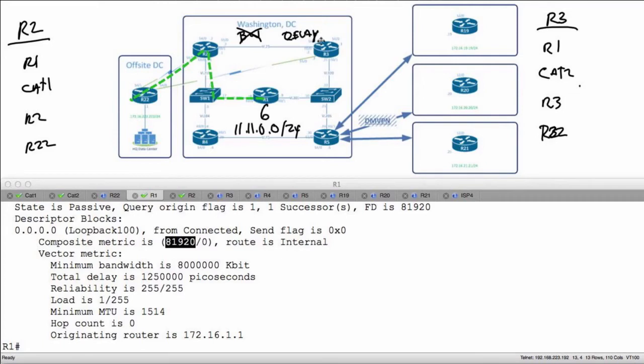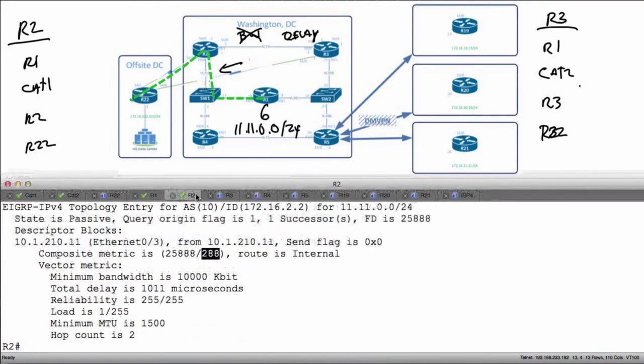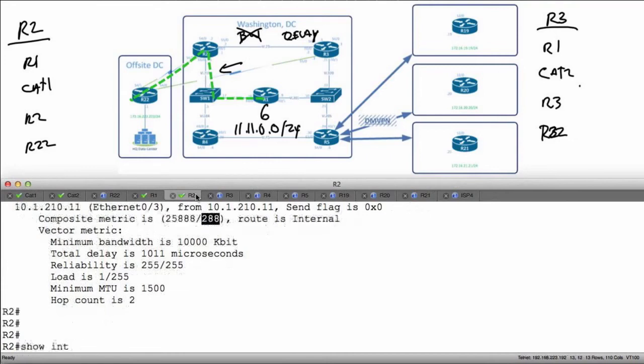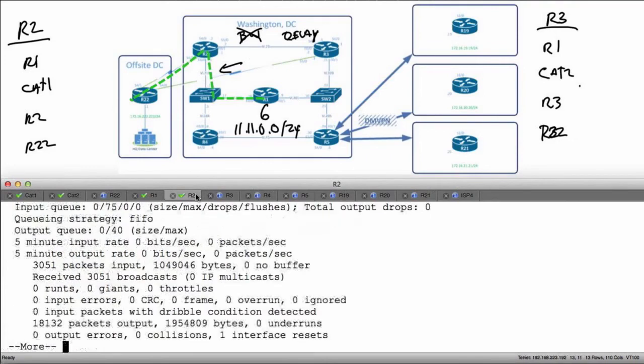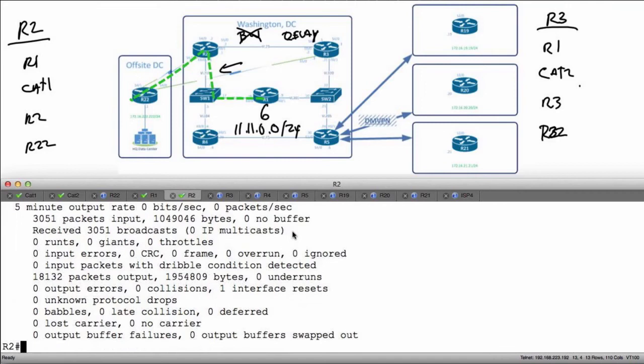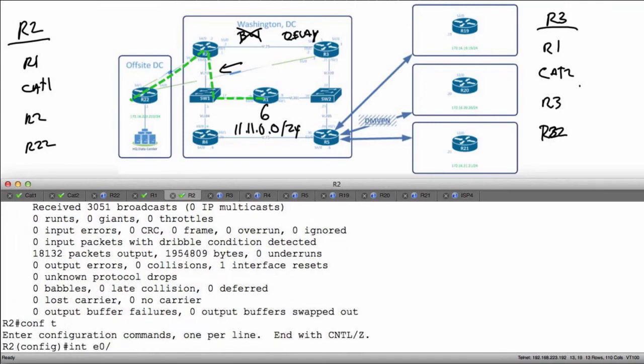And what I'm going to do is go to R2 on the link connecting it to Cat1, and change the delay. First of all, let's look and see what that delay actually is already. So on R2, what is the delay? The local delay. Show interface E02. Now, when I look at this, I see my delay is 1,000 microseconds. Now, I'm going to change that. So I'm going to say config T, interface E02.